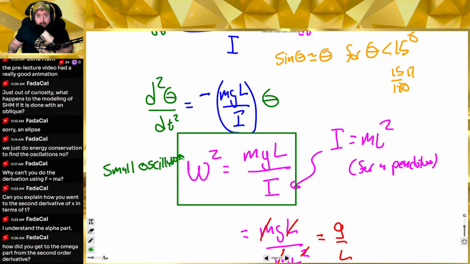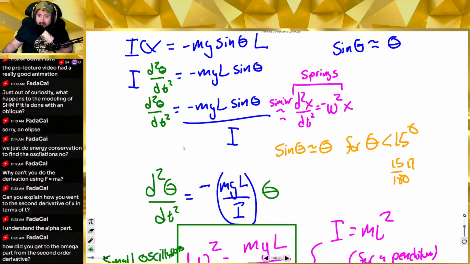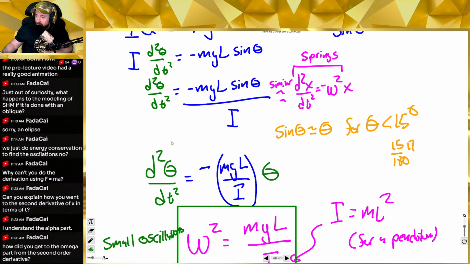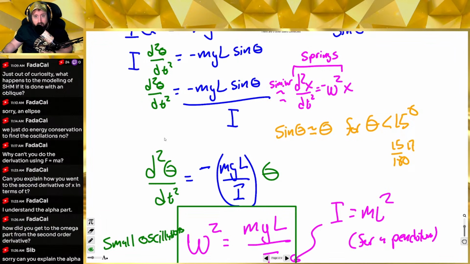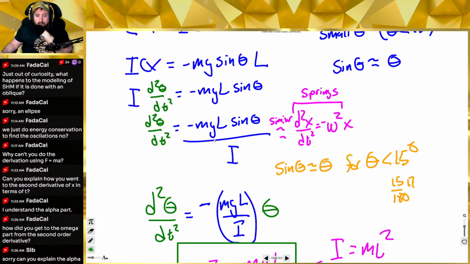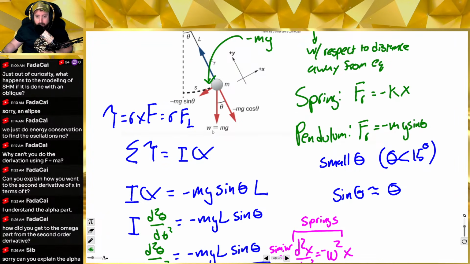How did you get from the omega part from the second order derivative? So I did it by comparison. All right. Sorry, can you explain the alpha? Okay, let me explain. Alpha is angular acceleration, and then I alpha is torque. We understand that.